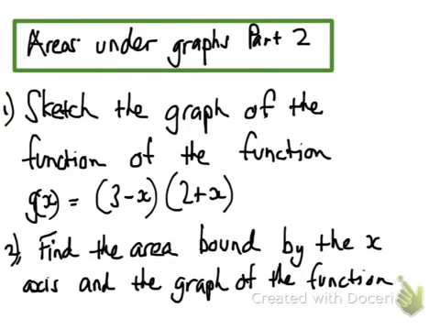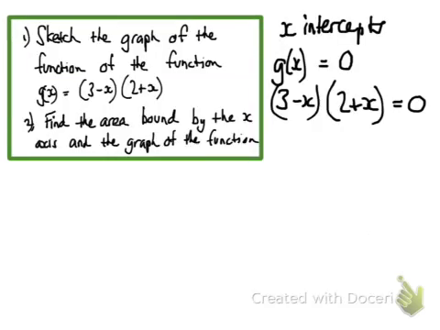Sketch the graph of the function g of x equals (3 minus x)(2 plus x). Find the area bound by the x-axis and the graph of the function. Alright, so we have to graph this function, and with area questions such as this, the only relevant things really are the shape of the graph and the x-intercepts.